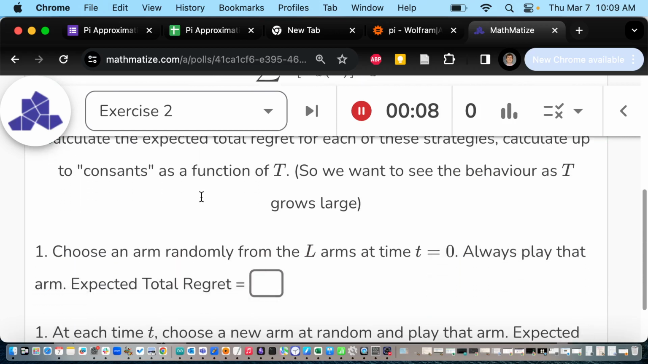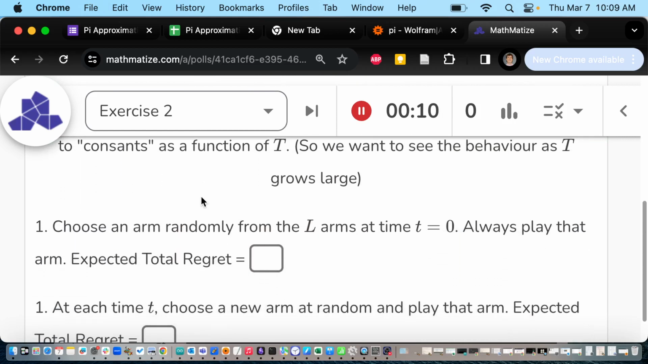So there's 2 strategies. One is, at the beginning of the game, just choose an arm randomly and always play that arm. Okay? So this is like the coin flip strategy. Like, I'm feeling lucky about Lake A. Let's go to Lake A for the whole fishing trip. Okay? And I want you to calculate the expected total regret of this strategy.